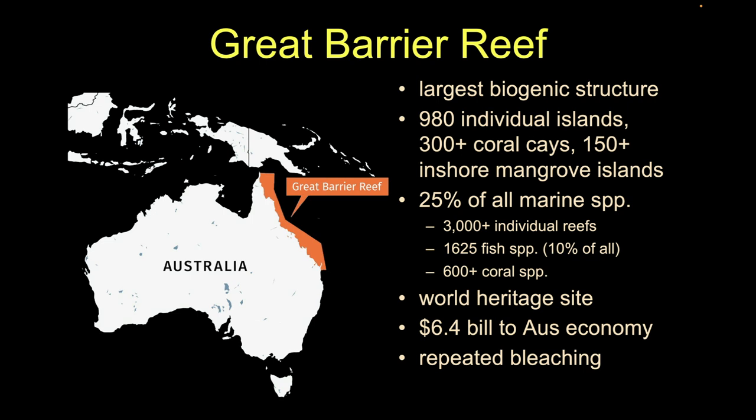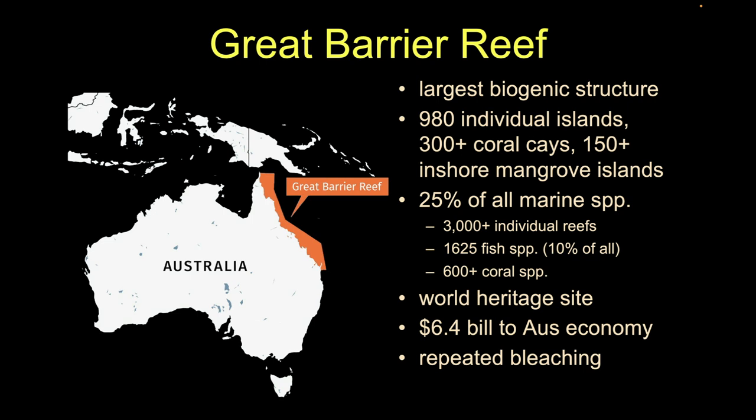We find in the Great Barrier Reef about 25% of all the macroscopic marine species in the world's oceans. There's something like more than 3,000 individual conspicuously identifiable reefs, something like 1,600 fish species, which is about 10% of all the marine species identified on Earth, and something like 600 plus coral species. My son's doing a project where he's been looking at coral bleaching, and the diversity of coral is a challenge for him because there's so many species. The whole thing is a World Heritage Site.